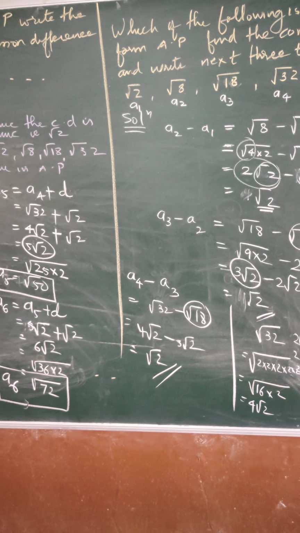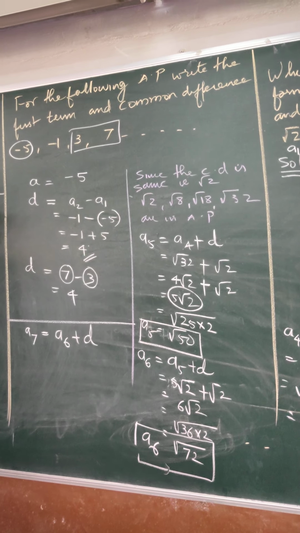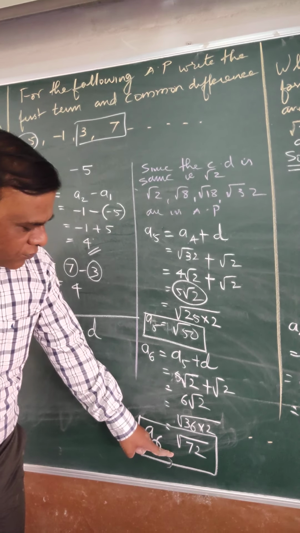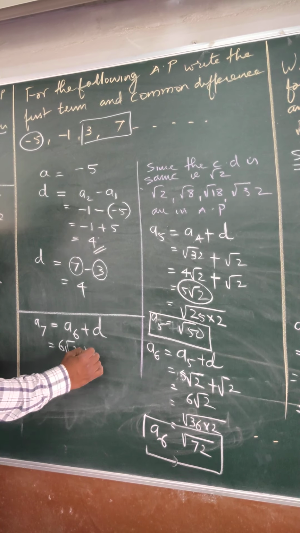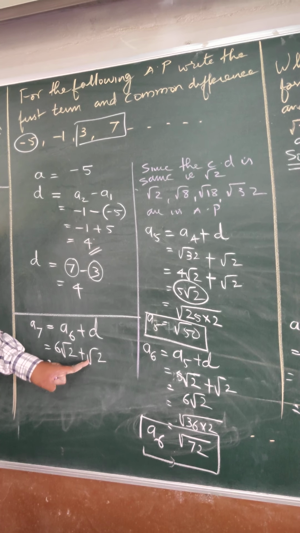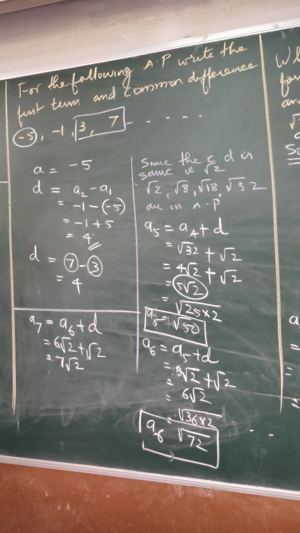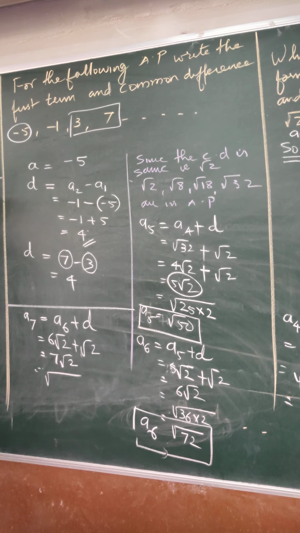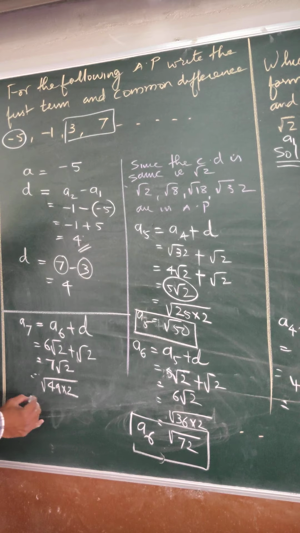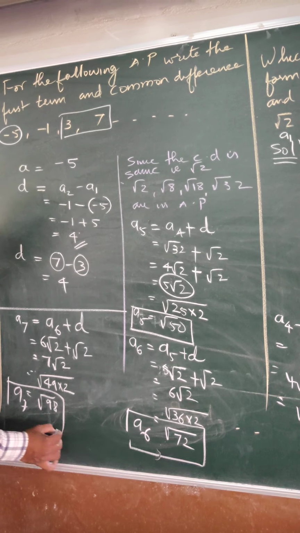You have to find one more term. The next term is denoted by A7. So A7 will be the sixth term, that is A6, plus again the common difference. Now for A6, I will use the simplest form, I will not use the square root of 72, I will use 6 root 2 again. So it will be 6 root 2 plus again root 2. Now 6 root 2 plus 1 root 2 gives you 7 root 2, and this is your seventh term. But if you want it in another form, you take the 7 inside the square root, so it becomes its square, 49 into 2, that is the square root of 98. So the A7 term is the square root of 98.